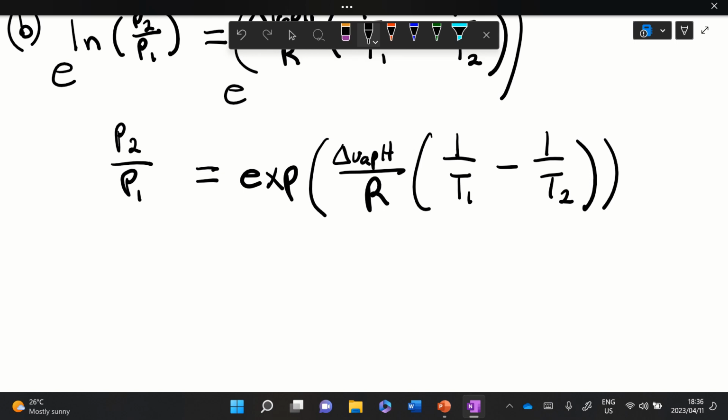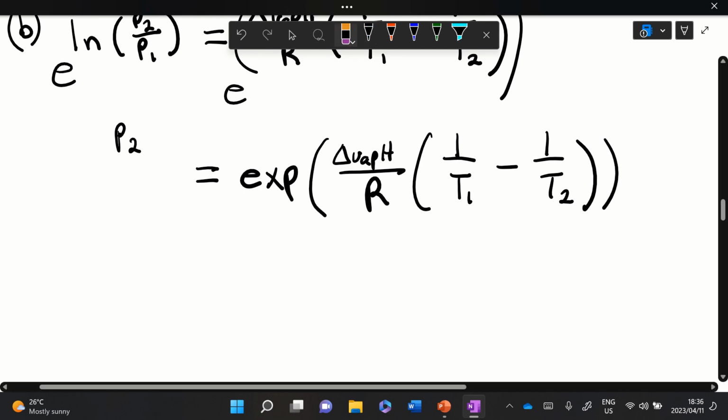And then we can just multiply the P1 to this side. So P2 remains on this side, and then P1 sneaks on in here. Okay, so there we have our expression to calculate the new vapor pressure. So the new vapor pressure is this one, what we are calculating at this temperature. So that is at the new temperature.